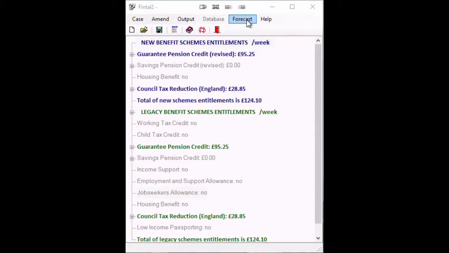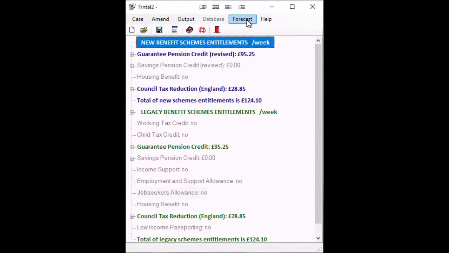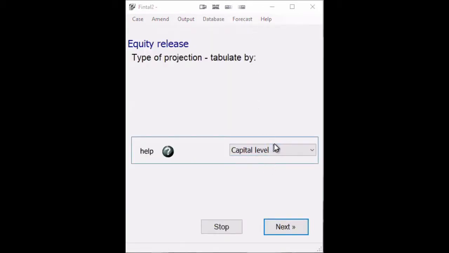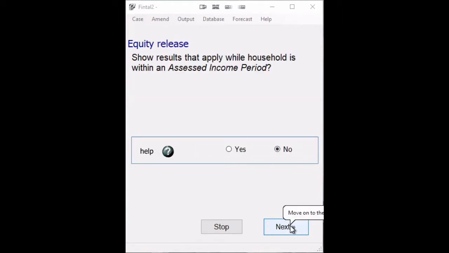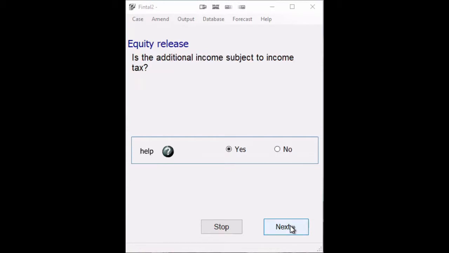Let's look at the same case if they choose to take income from an equity release product instead of capital. We just change the type of projection to income and move on again to the same screens. Because we have income, we need to know whether the additional income will be taxable. Here we'll say yes.